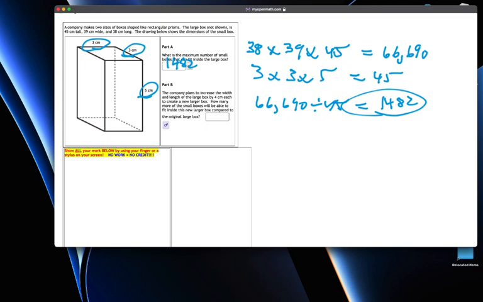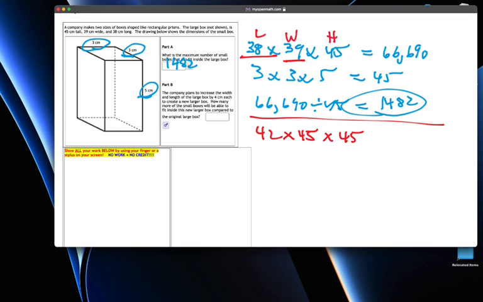Part B, the company plans to increase the width and length of the box by 4 centimeters to create a new larger box. Well, what that means is that we're going to increase this by 4. So now we have 42 centimeters, and increase this by 4, the length and the width by 4. But it doesn't mention anything about the height. So the height will stay the same. So the 38 was originally the length, the 39 was originally the width, the 45 was originally the height. The height stays the same.